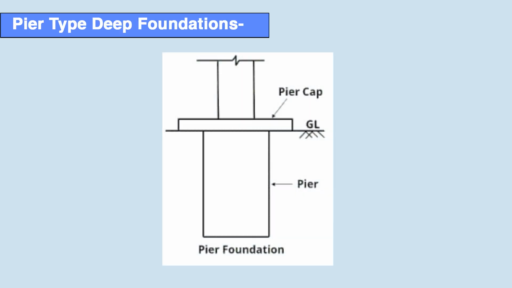The next type of foundation is pier type deep foundations. Pier foundations are a type of deep foundation used to transfer heavy loads from structures to deeper stable soil or rock layers. Piers are generally large cylindrical columns constructed to support and transfer the load to firm strata below the surface. These foundations are typically used in situations where shallow foundations like footings are not suitable due to weak or highly compressible soils near the surface.